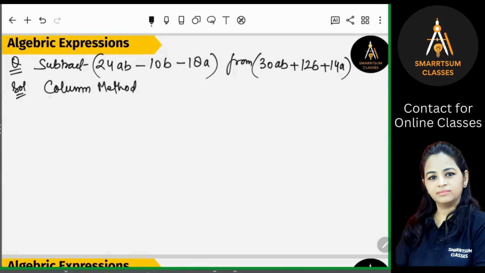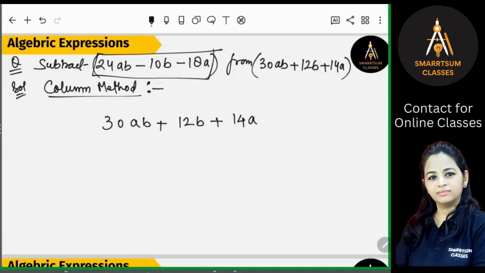Since we are subtracting from the second expression, we need to write this whole expression at the first place, means at the top place, right? Everybody understood? So 30ab plus 12b plus 14a. Is that clear? We have written this. Now, since we are subtracting the first expression, we will write it right below this.